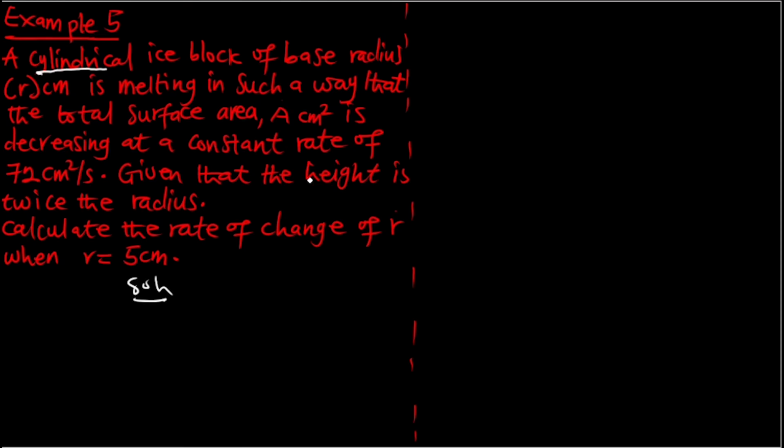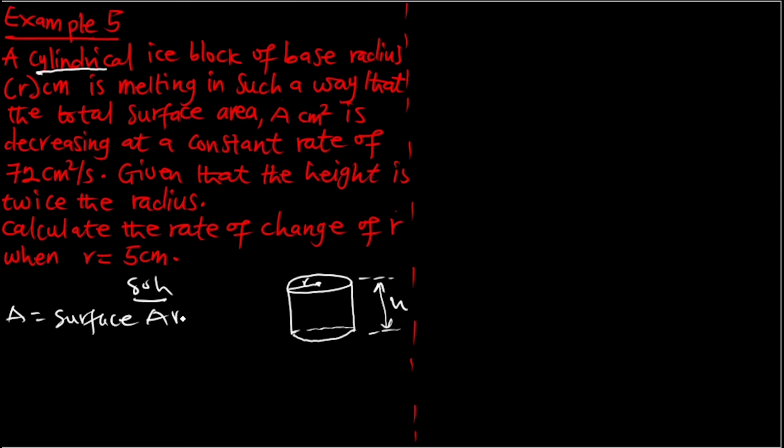So since it is a cylindrical ice block, can I make the sketch? And I have it here. So this is the cylinder. I still have my radius r, and I still have my height here, h. So this is it. Are we good? And let's write down our parameters. The ice block of base radius r is melting in such a way that the total surface area A is decreasing. For a closed cylinder like this, what is the total surface area? So we can say let A be the surface area. And what is the total surface area for a cylinder? We have one circle at the bottom and the cross section. Are we good?